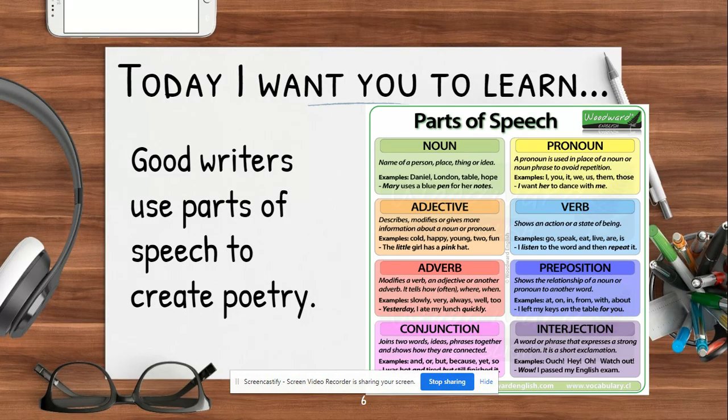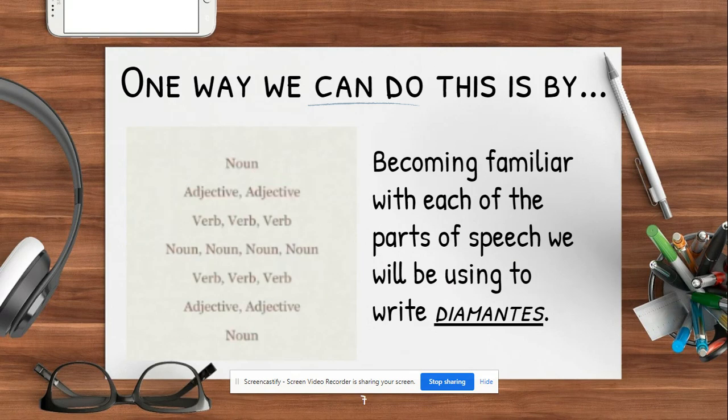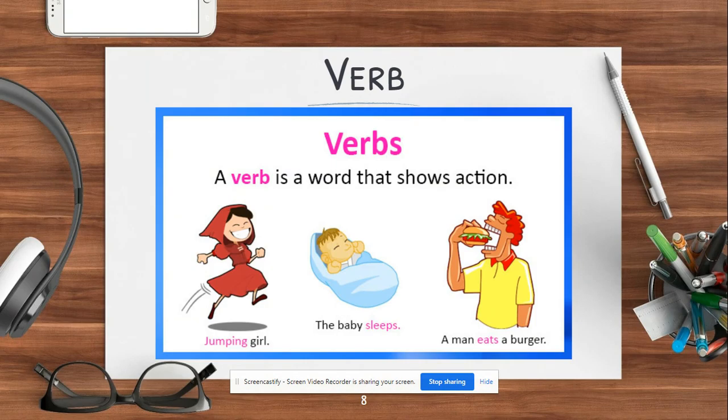But today I want you to learn that good writers use parts of speech to create poetry. Now remember, parts of speech are like noun, adjective, adverb, verb, pronoun, preposition. One way we can do this is by becoming familiar with each of the parts of speech that we're going to be using to write our diamantes. You'll notice that we are only going to be using nouns, adjectives, and verbs. So let's have a little review of each of those. A verb is a word that shows action: jumping, sleeps, eats.